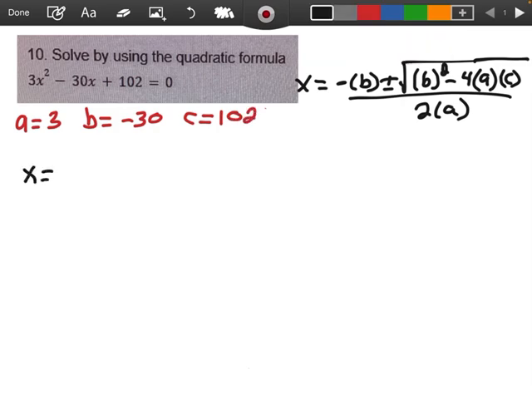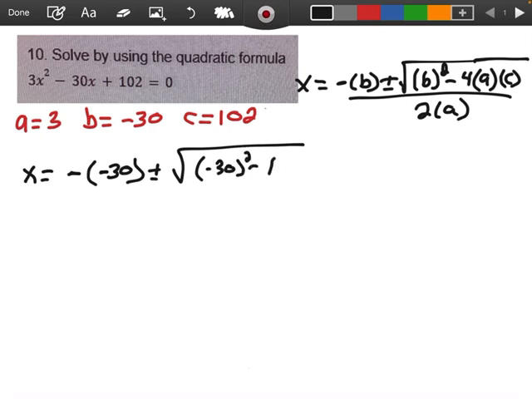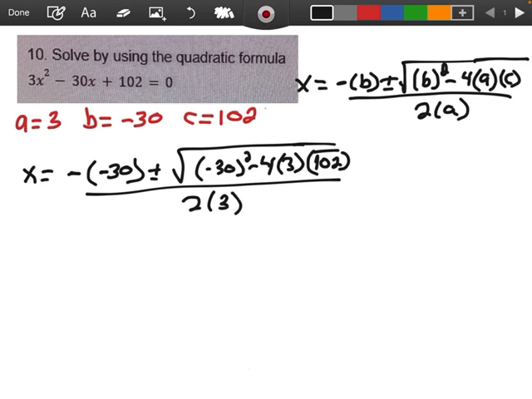So X equals negative parentheses negative 30 plus minus square root negative 30 squared minus 4 times our A, which was 3, and our C, which is 102. And all that is going to be over 2 times 3. Just like last time. Once we get here, I'm going to simplify it.